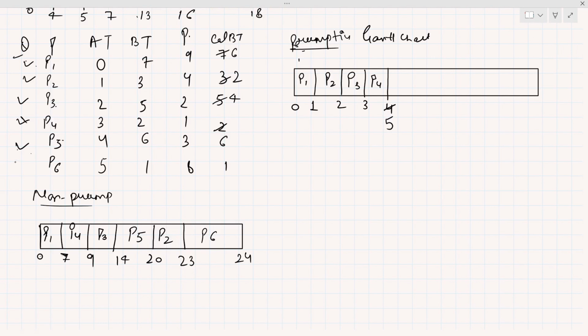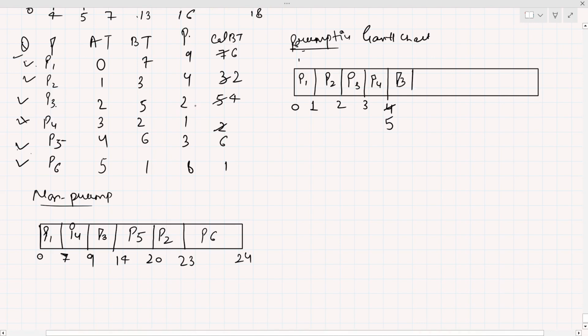Now all these processes are available, P5 and P6, because the arrival time is now 5. The processes left are P1, P2, P3, P5 and P6. Those with the highest priority will get the CPU and execute completely, because the ready queue looks like this and no more processes are going to be added. Among these, the highest priority process is P3, so P3 will get the CPU.